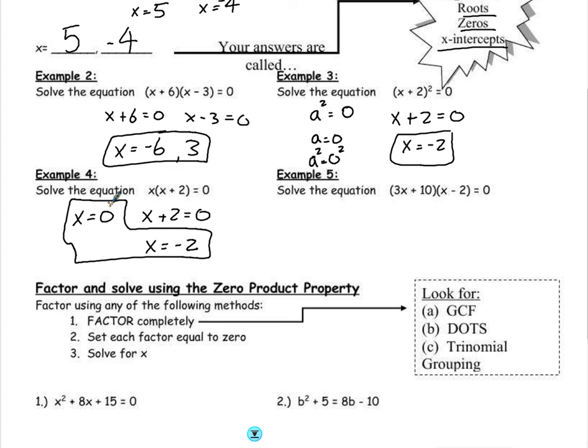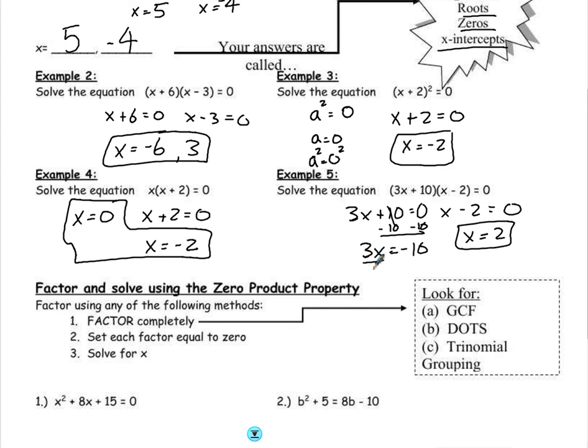Same thing would be true here, 3x plus 10 and x minus 2. When I set them equal to 0 and solve, this one comes out to a nice easy 2. However, this one's a two-step problem. To solve for x, I'm going to first subtract 10 from both sides. Then I'm going to divide by 3. So my other solution is negative 10 thirds, written in fraction form.